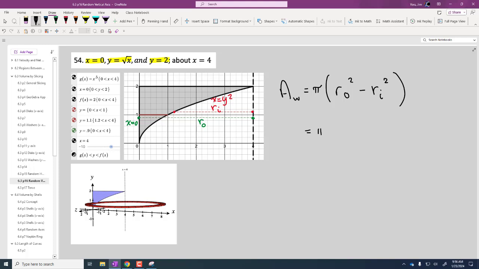So our area will be pi. Outer radius, horizontal distance, that's going to be this x value minus this x value, so that's 4 minus 0, which is 4. And then we square it. And then the inner radius, right x value is 4. The left x value for this red segment here, 4 minus y squared. And then we square that. And that will give us our washer area.